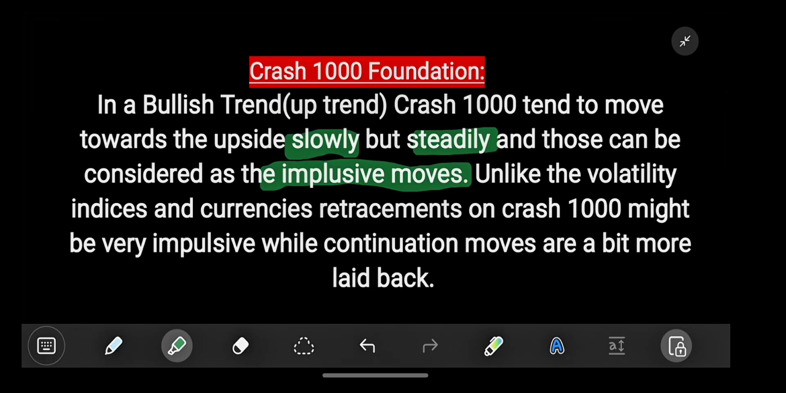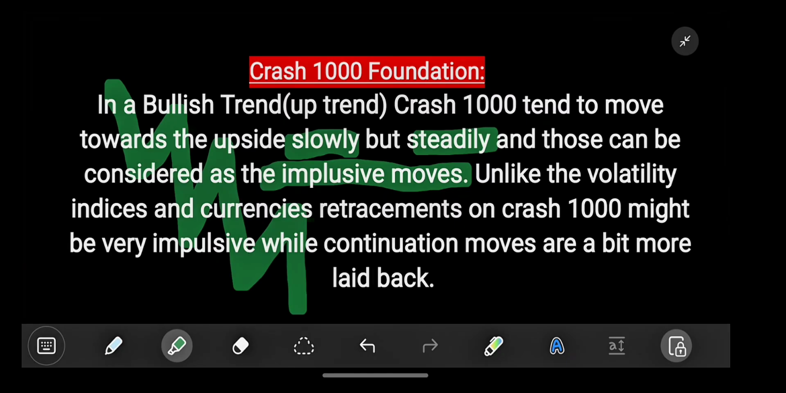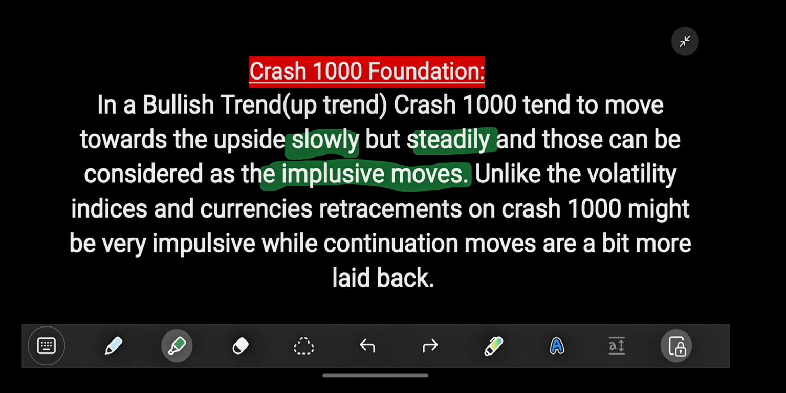Okay, so unlike the volatility indices or currencies that have retracements that go down slowly like that, okay, instead of that, in Crush 1000 our retracements tend to just spike down. Okay, so let's continue. Unlike the volatility indices and currencies retracements, on Crush 1000 these might be impulsive, while the continuation moves are a bit more laid back. Okay.